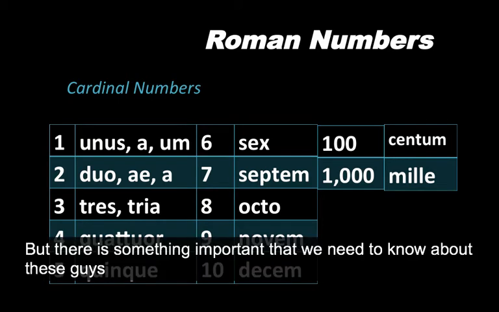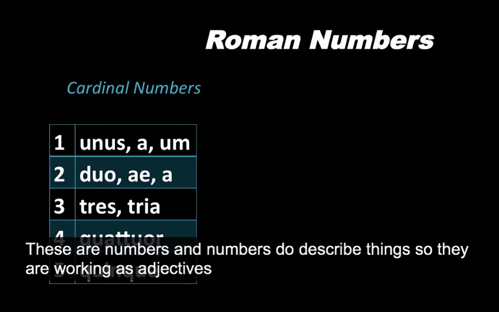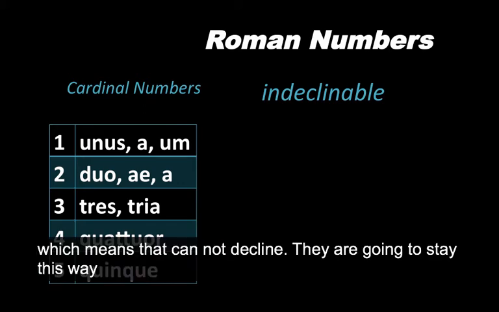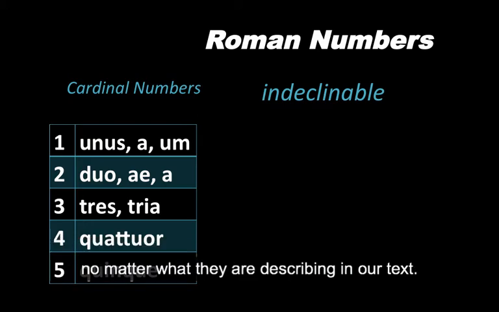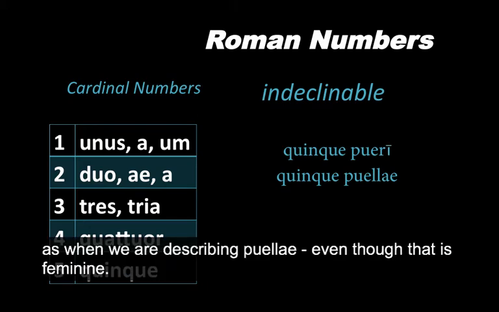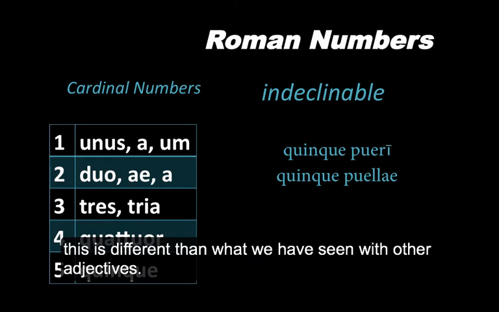But there's something that we need to know about these guys. These are numbers, and numbers do describe things, so they are working as adjectives. But most of them are what we call indeclinable, which means they cannot decline. They're going to stay this way no matter what they're describing in our text. For example, quinque pueri, we've got 5 boys, but quinque stays the same as when we're describing puellae, even though that's feminine. So we don't change the number to agree with what noun we're describing. This is different than what we've seen with other adjectives.